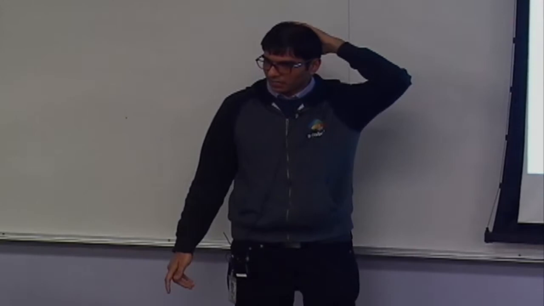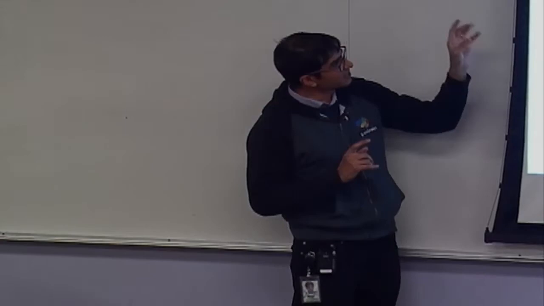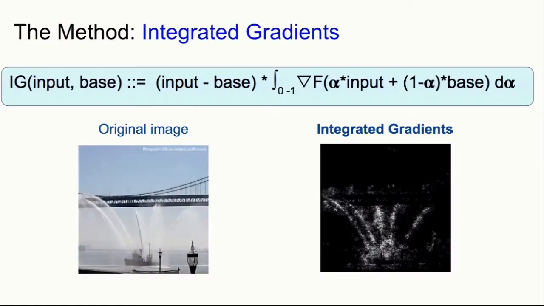Why does the straight line matter? You can take a curved path also from the baseline to the input and take the line integral. One nice property of that line integral, just by basic calculus, is that it's equal to f of input minus f of baseline. So this is the main slide of the method. Let me say it again: you take the partial derivative of the output with respect to every pixel, and you integrate the partial derivative along this path. Call that the attribution to that pixel.